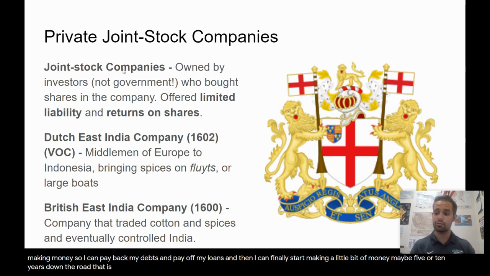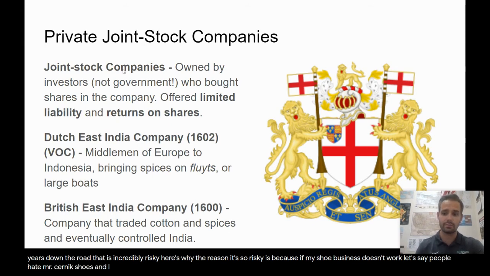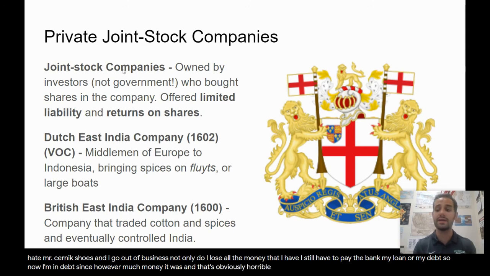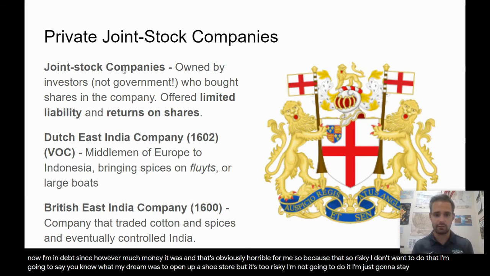That is incredibly risky. Here's why. The reason it's so risky is because if my shoe business doesn't work, let's say people hate Mr. Cernak's shoes, and I go out of business, not only do I lose all the money that I have, I still have to pay the bank my loan or my debt. So now I'm in debt, tens of thousands, hundreds of thousands, however much money it was. And that's obviously horrible for me. Because that's so risky, I don't want to do that. I'm going to say, you know what? My dream was to open up a shoe store, but it's too risky. I'm not going to do it. I'm just going to stay here and remain a teacher.